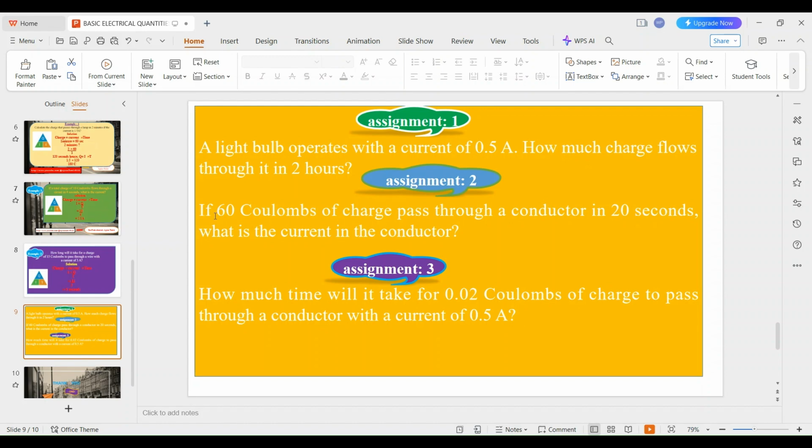Assignment number 2. If 60 coulombs of charge passes through a conductor in 20 seconds, what is the current in the conductor? Assignment number 3. How much time will it take for 0.2 coulombs of charge to pass through a conductor with a current of 0.5 amperes? Remember to do that assignment in your exercise books.